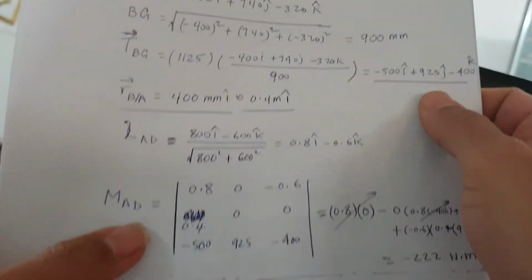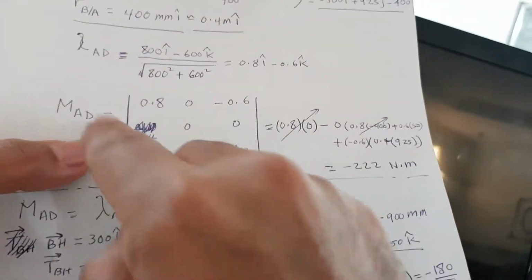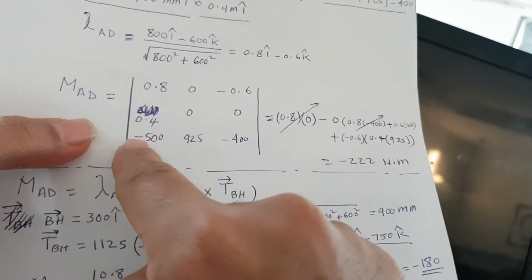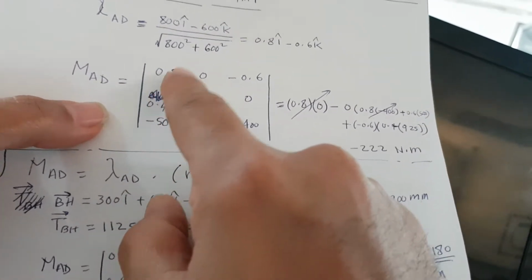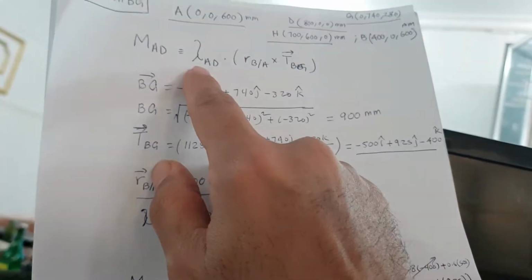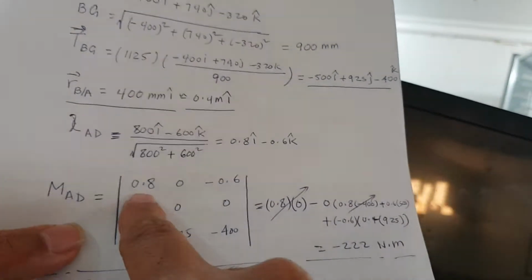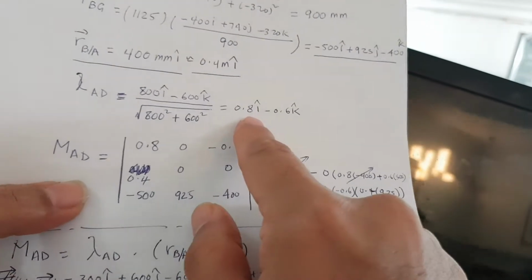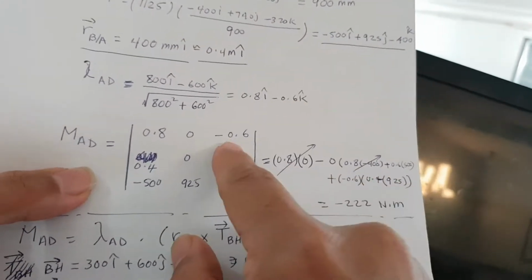Now, what to do now? You should put it all like this. M_AD equals. We should put, first of all, the unit vector AD at the top: 0.8, 0, minus 0.6. 0.8 I, J is 0, and this is minus 0.6.